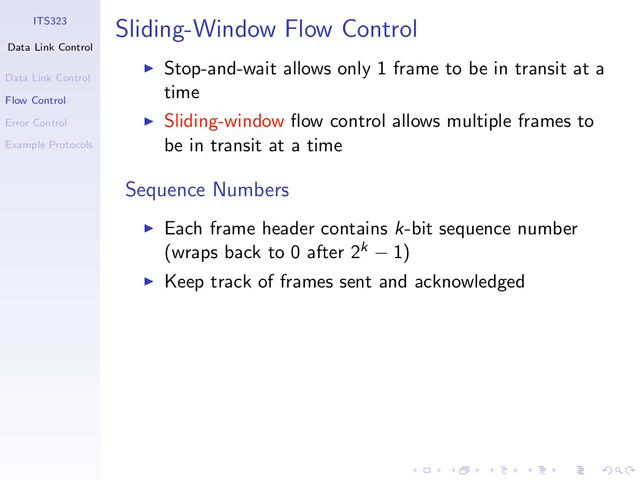Stop and wait flow control: send one packet, stop and wait for an acknowledgement. Sliding window flow control allows us to send W packets, then we have to stop and wait for an acknowledgement. It allows us to send a window size of packets, of frames.